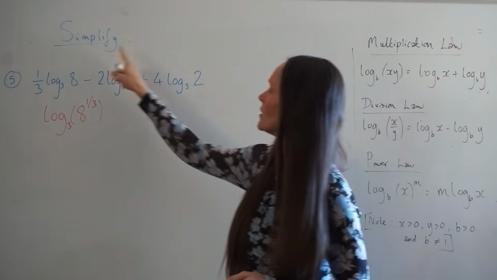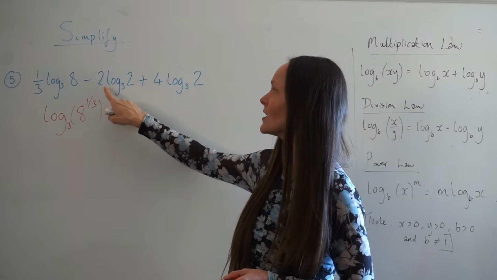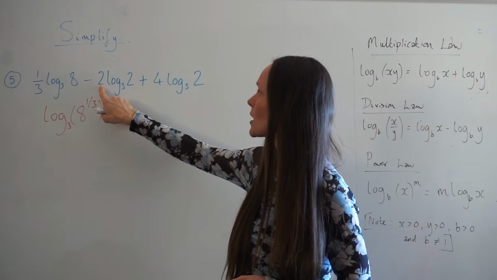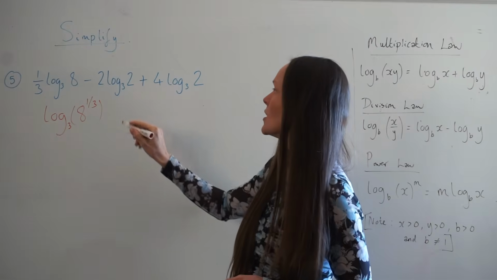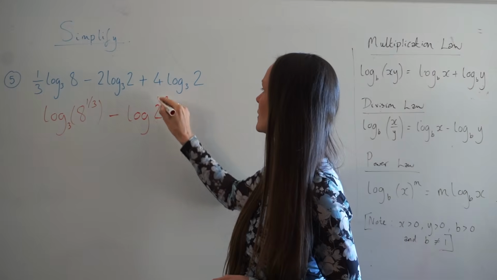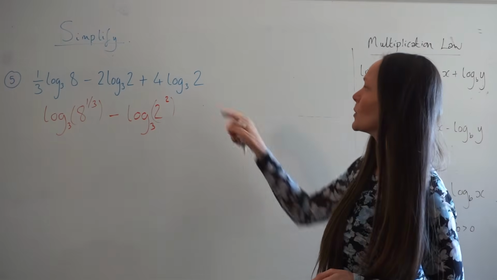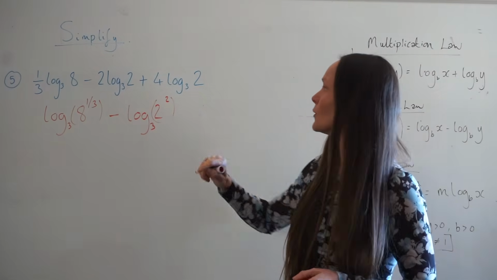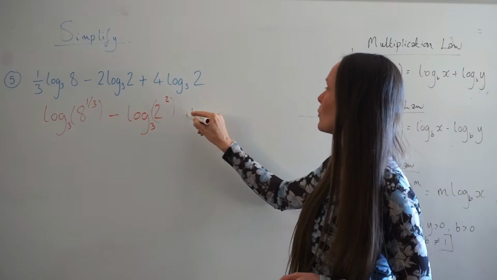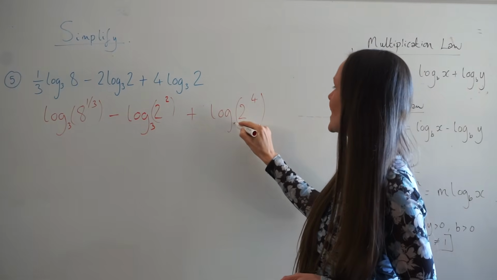Now if we look at the second one, we're minusing 2 log 2. This logarithm again is being multiplied by a number, the number 2. So this 2 is going to become the power on the other number 2. So it's going to be minus log 2 squared base 3. And then for the last term, we also have to use the power rule because this logarithm is being multiplied by 4. So this number 4 is going to become the power on the 2. So it would be plus log 2 to the power of 4 base 3.